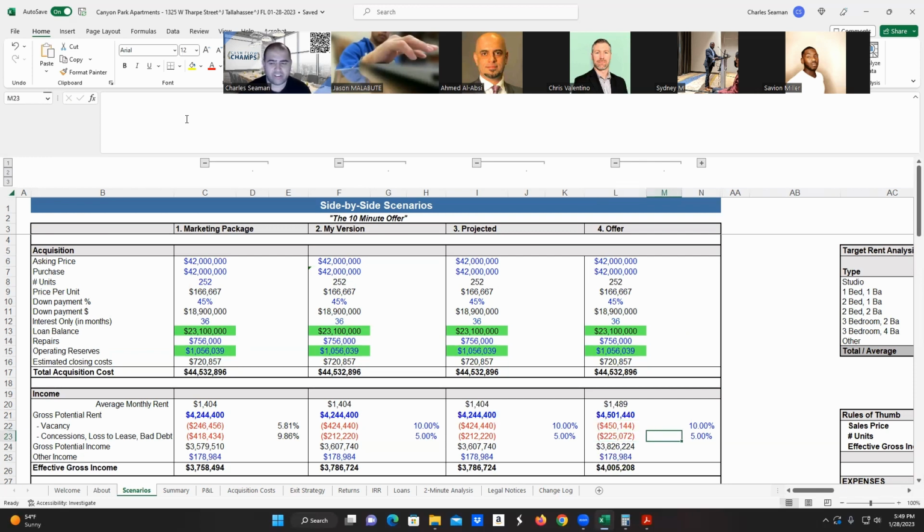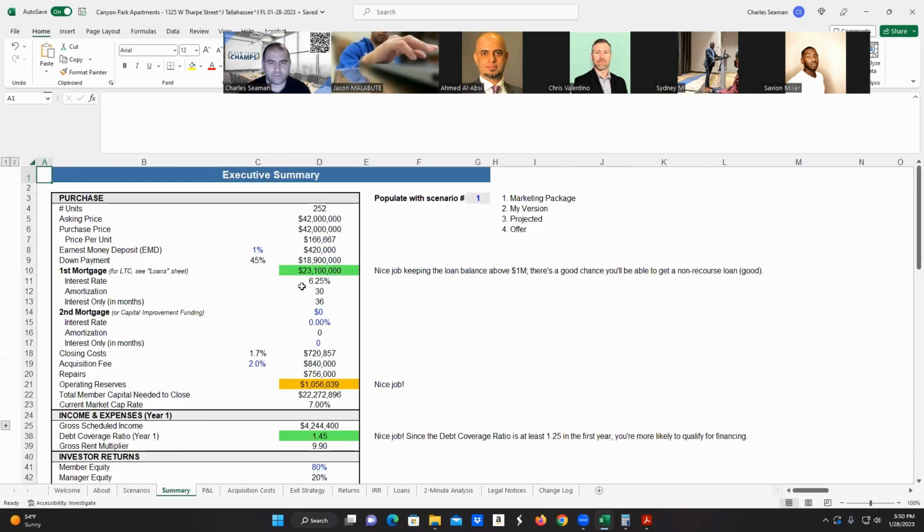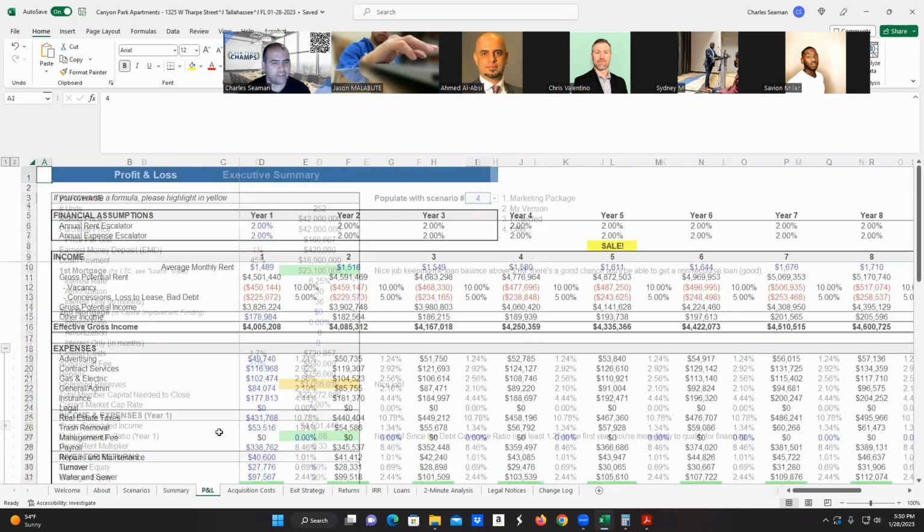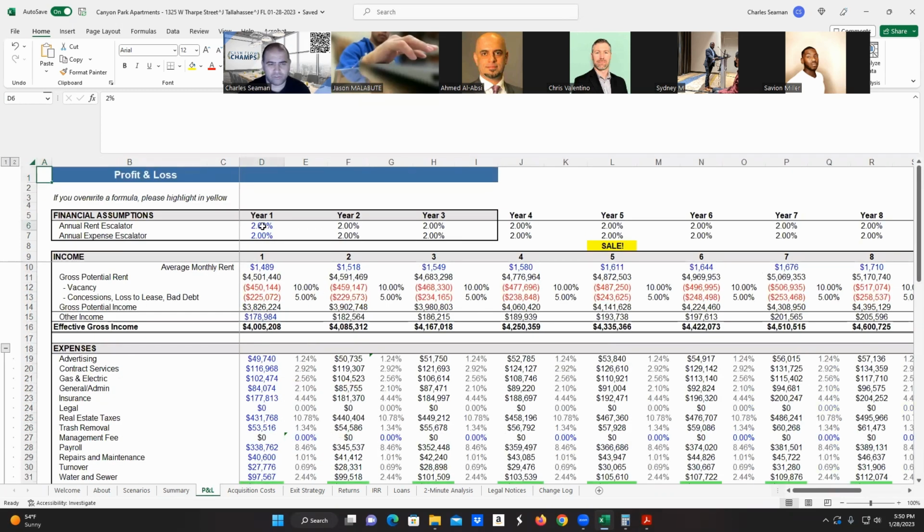What I would say is maybe we bump the loss to lease up a bit. Although this number here is actually quite similar to where the seller is. So you know what? I'm fine leaving it at 15%. That does give us a little bit of a bump over where the seller is on the effective gross income. And then we'll come over to the P&L tab. And what we'll do here is we'll just reduce these numbers down to more normal levels. So I'm going to drop the escalated to 0% for years 1 and 2 and 3% year 3 on.